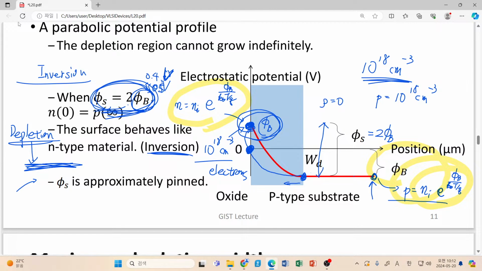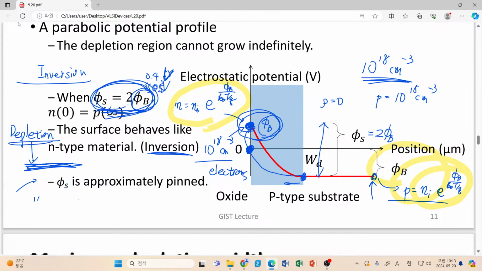Then the natural question is, what will happen if we go to an even higher gate voltage? Then what will happen to our depletion charge density? If we apply an even higher gate voltage, then the surface potential will be increased, and it will give us even more depletion charge density. However, this is a long discussion.